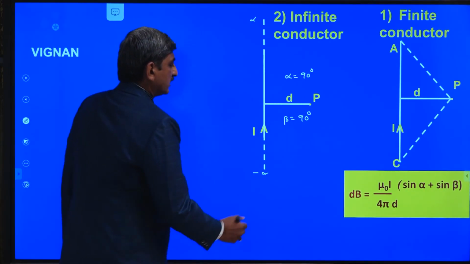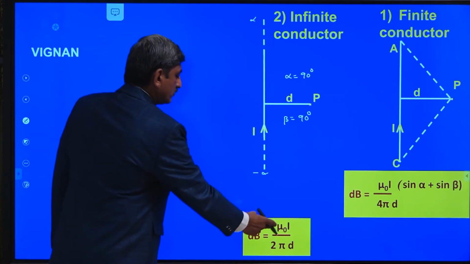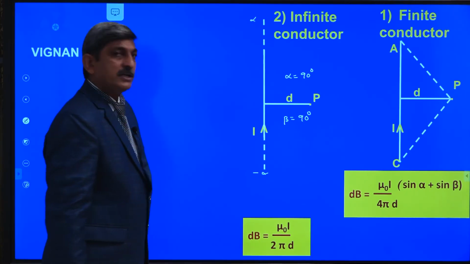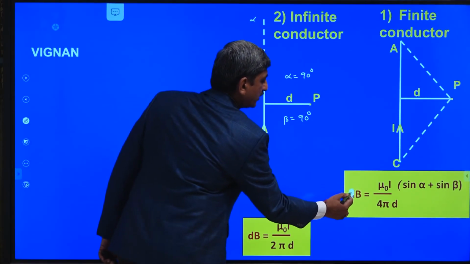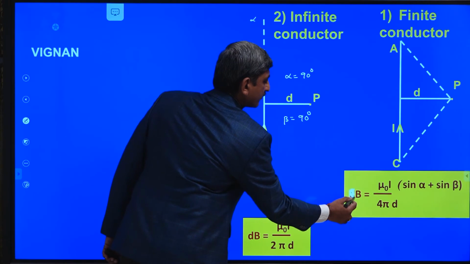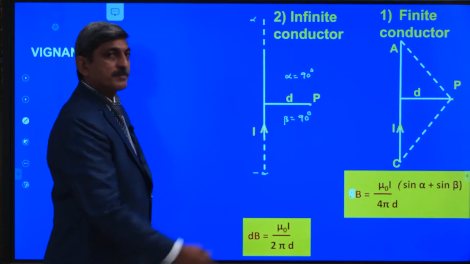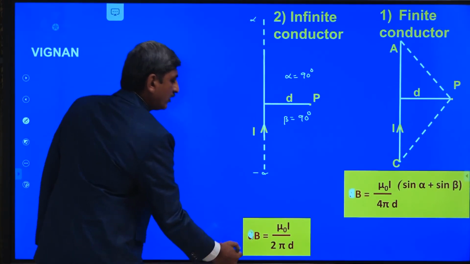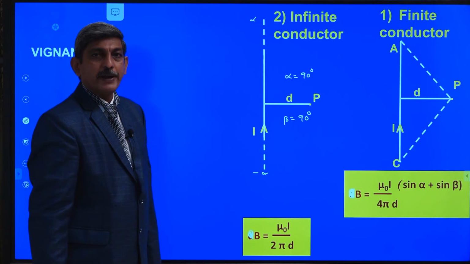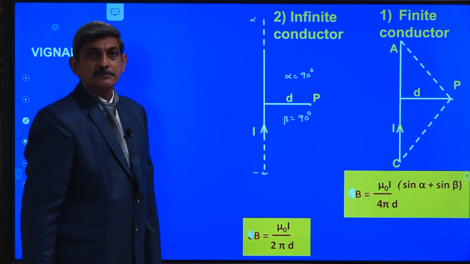That's why the equation becomes dB is equal to mu naught I divided by 2 pi d. Actually, this is the field produced by the wire: B is equal to mu naught I by 4 pi d times (sin alpha plus sin beta). Similarly here also, B is equal to mu naught I by 2 pi d. This is for the infinite conductor.